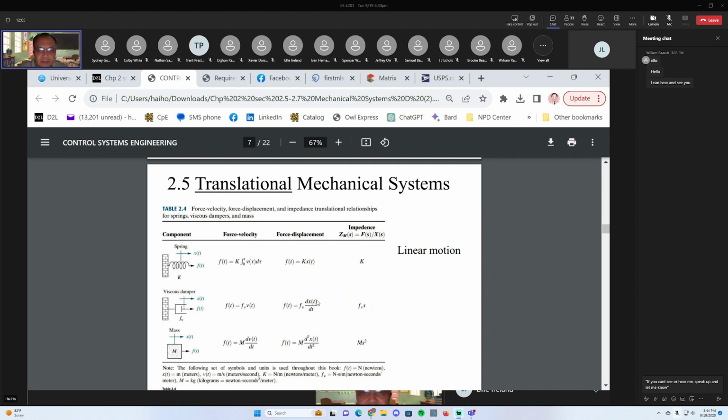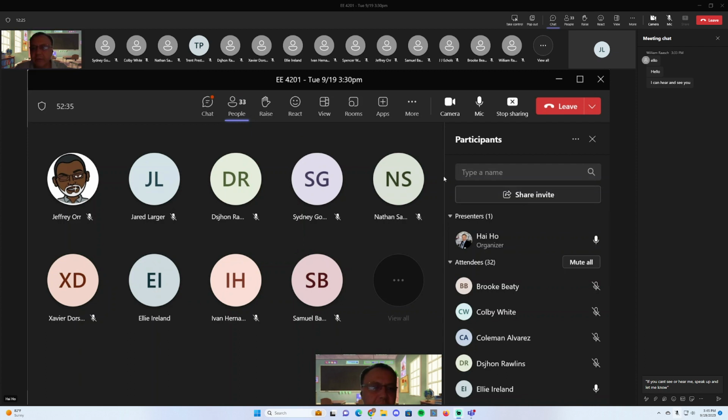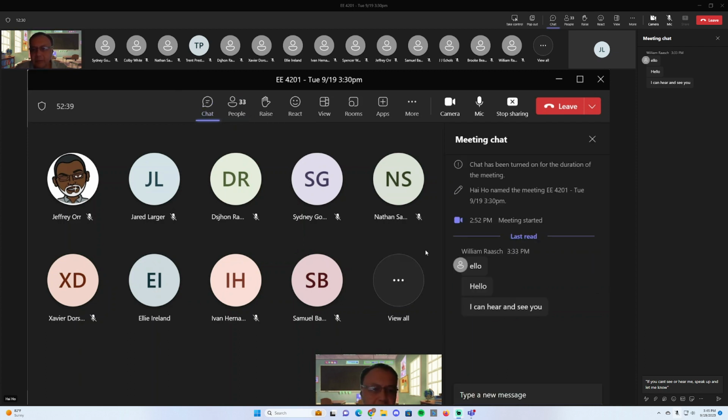So these are very basic. Whenever you see these components in the schematic, you just apply these individual rules or properties of these elements to derive the dynamic equation that leads to the transfer function. Any questions so far? Feel free to interrupt me if you have a question, okay? Otherwise, we'll continue.